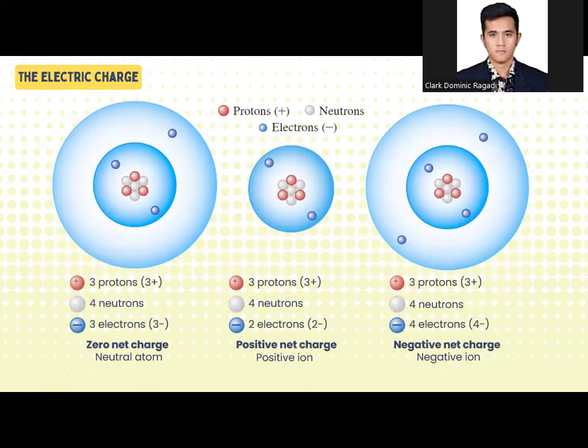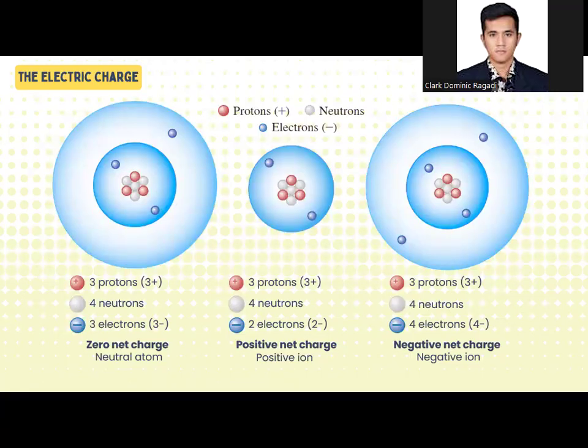So three protons, that would result to a 3 plus charge. And then we know neutrons has no charge. And then three electrons results to negative 3 charge. If you're going to add 3 plus and 3 minus, that will result to 0 net charge, meaning this atom on the left is a neutral atom.